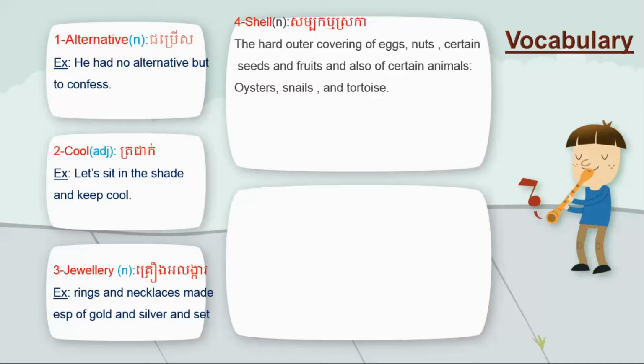Number 5, sand. Sand is a participle noun. For example, he is walking on the sand.